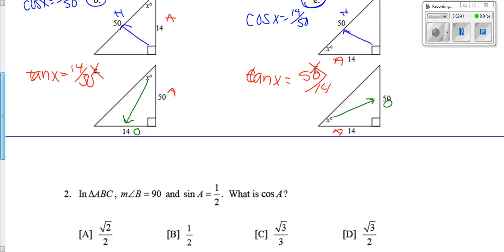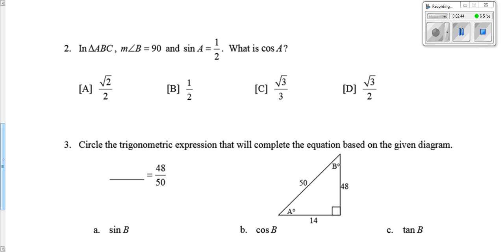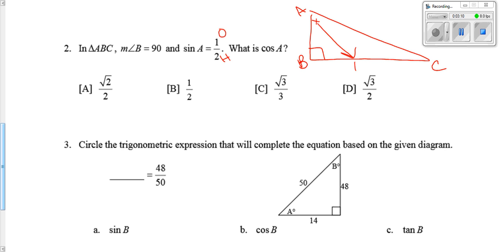There's number 1. Number 2, it says in triangle ABC, the measure of angle B is 90 degrees, and sine of A is 1 over 2. So if I know sine is opposite over hypotenuse, so if I draw out my triangle, here's angle B, A, C. I know the sine is 1 over 2. So here's x, here's A. So the side opposite of A is 1. My hypotenuse is 2. So I have to solve for my adjacent side.